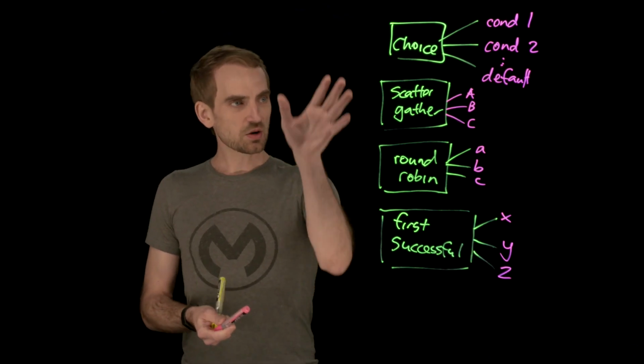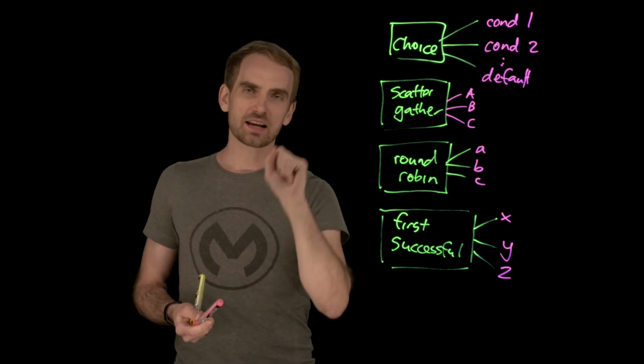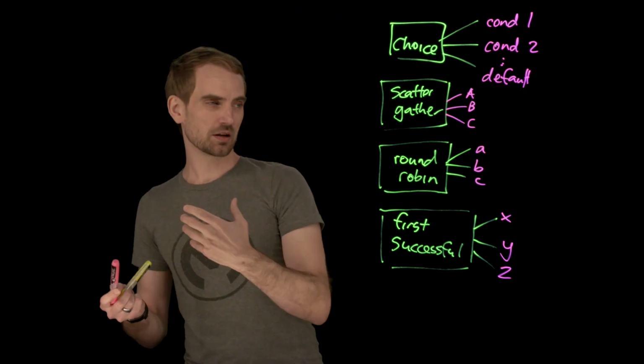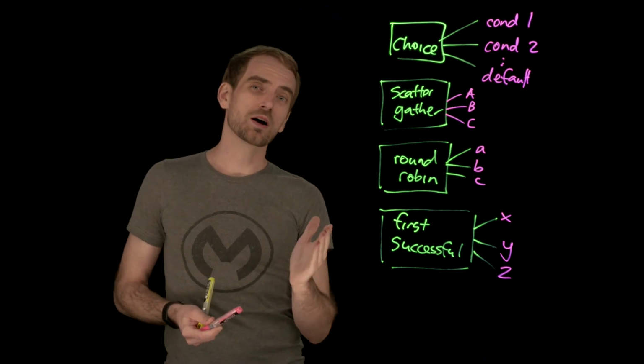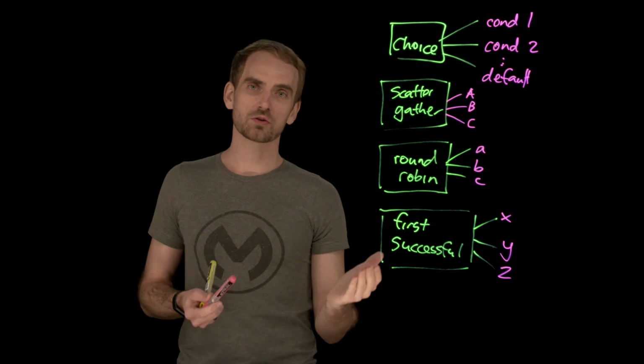So these all have different behavior. Choice is very similar to if-else. Scattergather is multi-threaded. Roundrobin is like a load balancer, but on the client side, on the Mule side. And first successful keeps trying until it finds one that gives it a success. And those are the flow control elements.